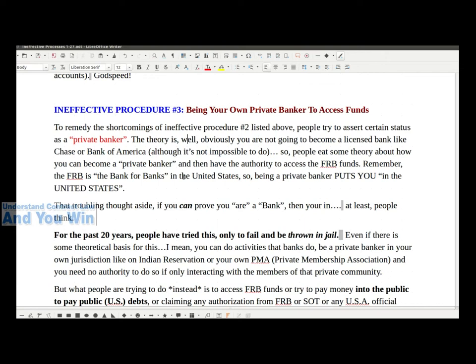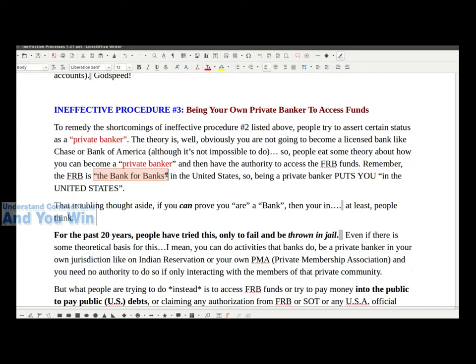You could certainly become a bank and compete with the banks. It's probably a pretty expensive and involved process, but they did it, so obviously there's a way. But some people have a theory about how you can become a private banker, not have a banking license, and then have the authority to access Federal Reserve Bank funds. Remember, the Federal Reserve Bank is the bank for banks in the United States, so being a private banker just puts you in the United States.